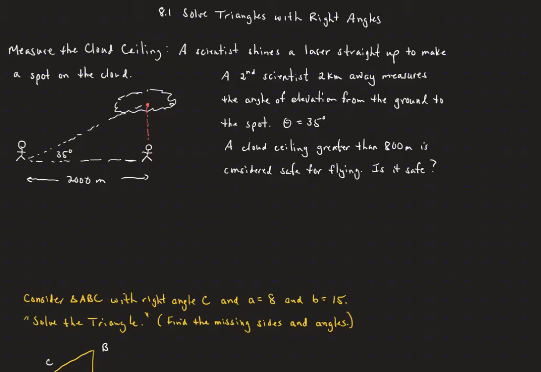If we call this height of the cloud ceiling h, then in our triangle we can see that here's the 2 kilometers, which is 2,000 meters. Then the trig function we want is a tangent. So the tangent of 35 degrees is going to be h over 2,000. And that means that 2,000 times the tangent of 35 degrees is going to be the height of that cloud ceiling.